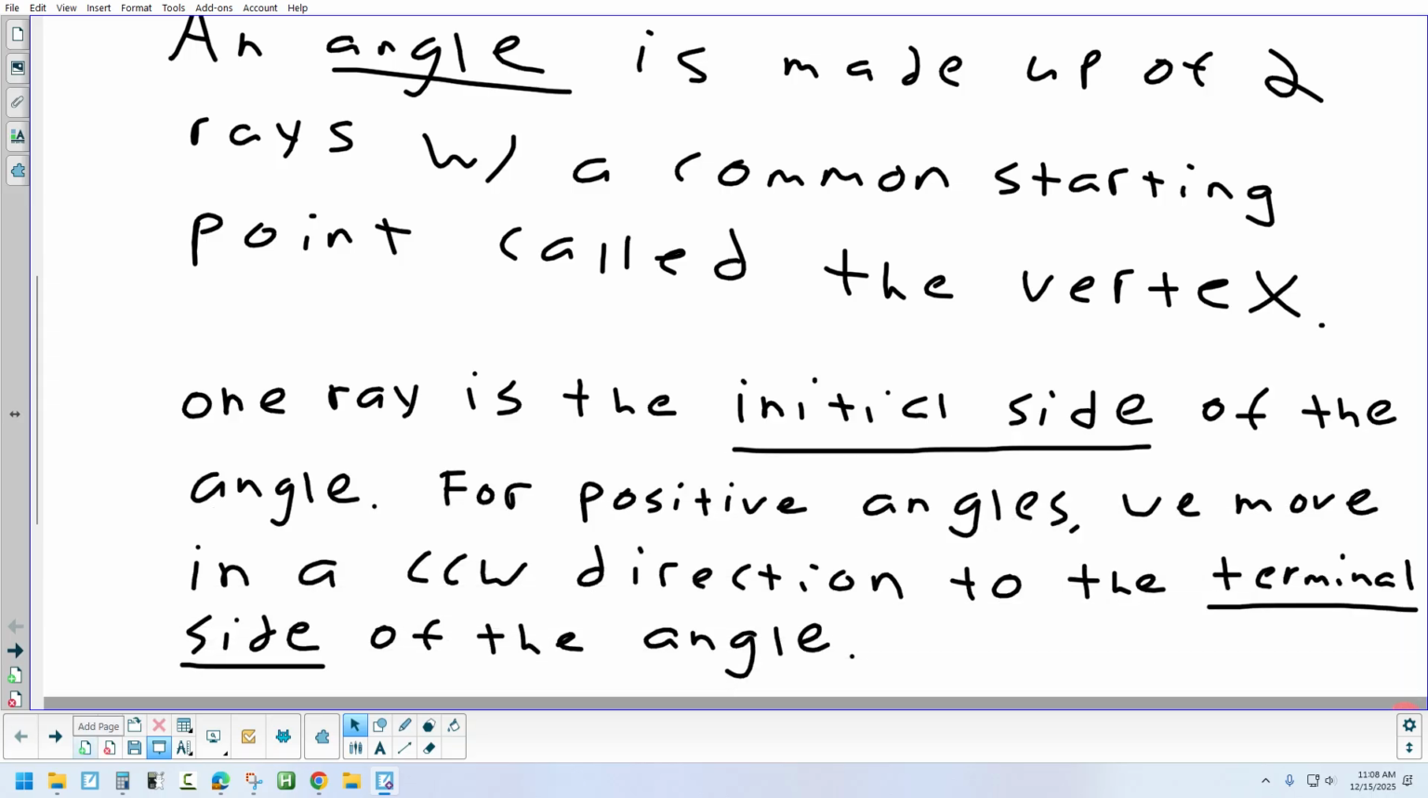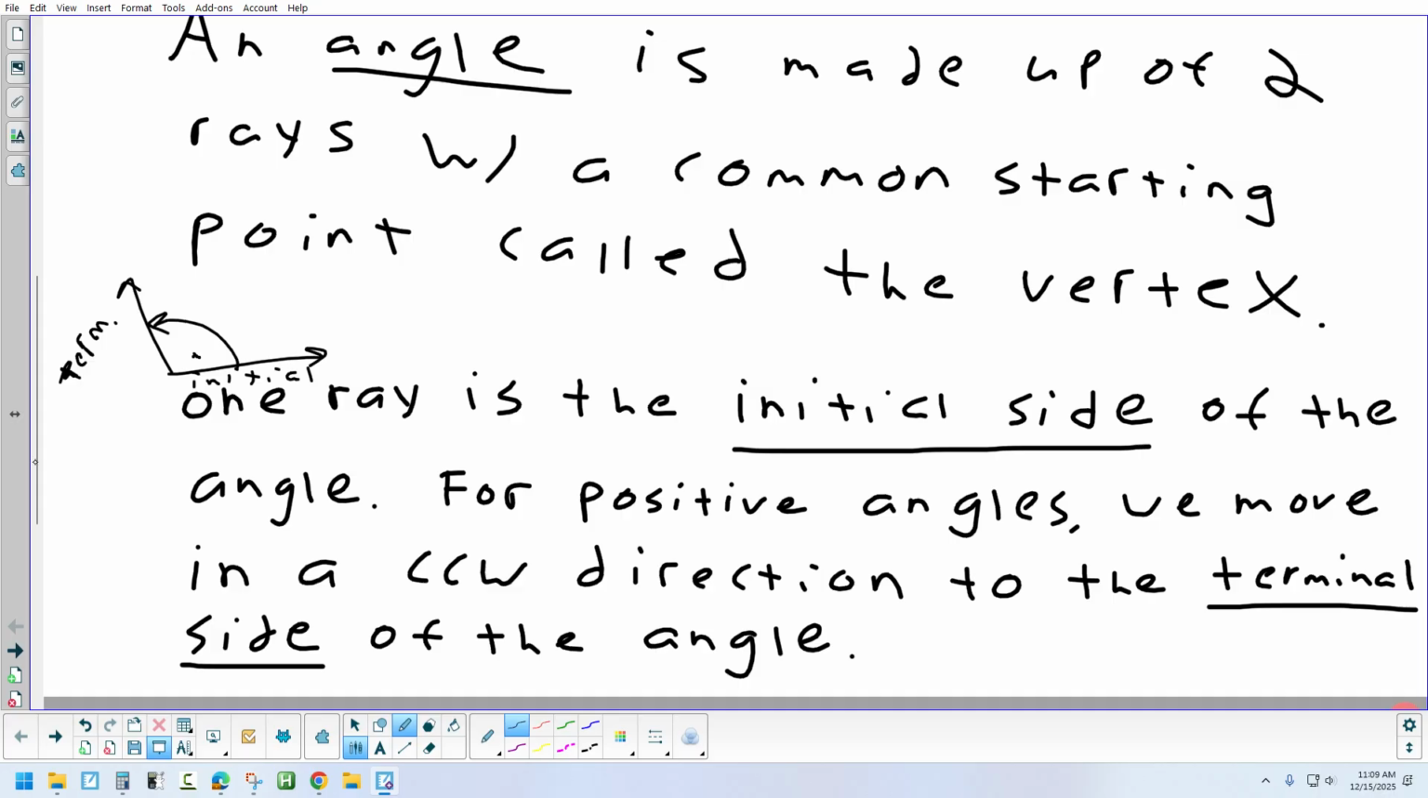And the way we can figure out which side is which, if you're not sure, if you have an angle like that, and you are between the rays, not on the outside, inside. If you rotate counterclockwise, like this, between the two rays, the side that you start at is the initial, and the side you end at is the terminal. So initial, terminal.